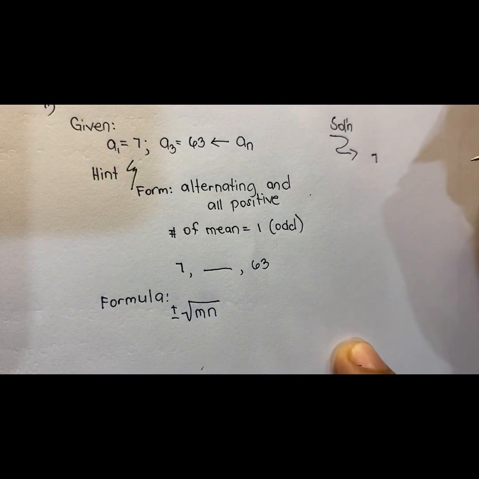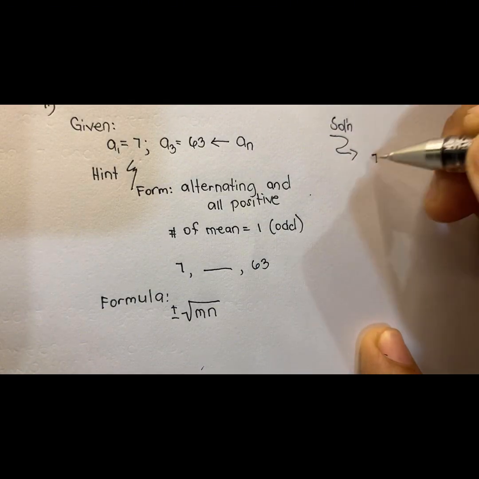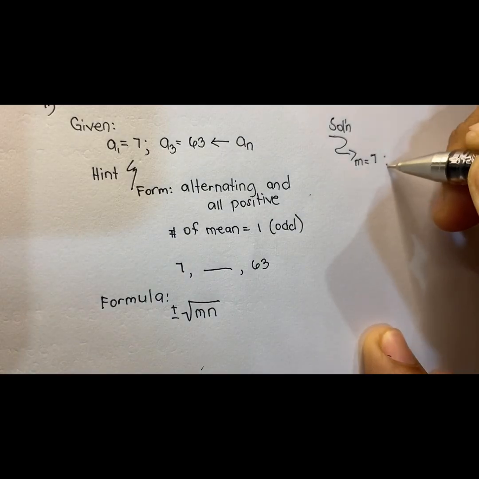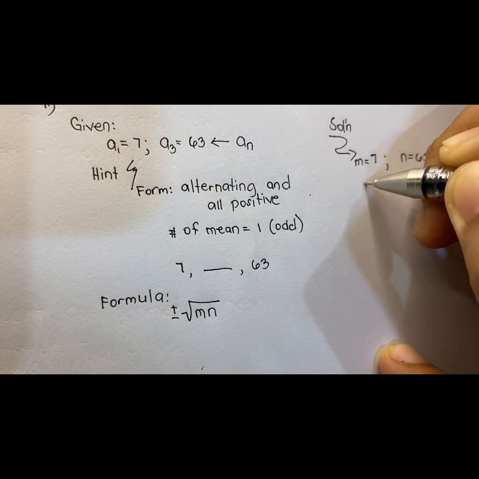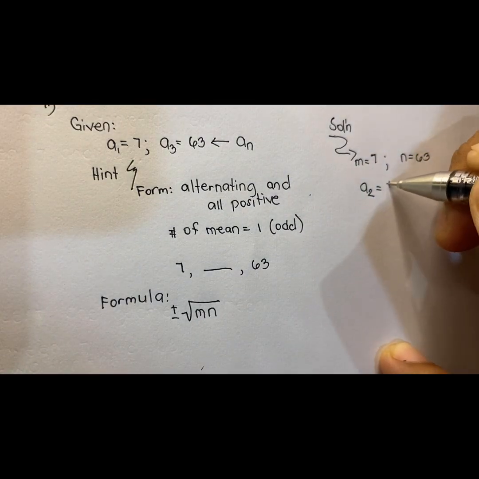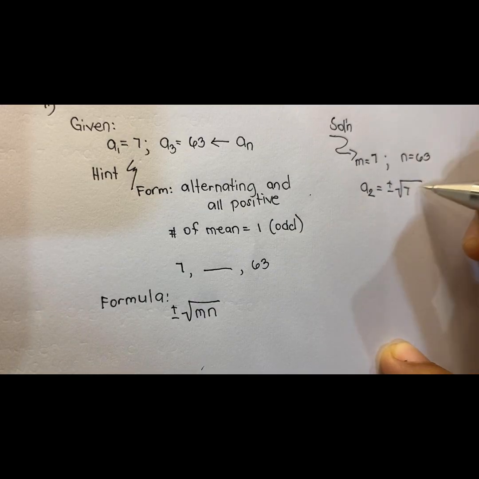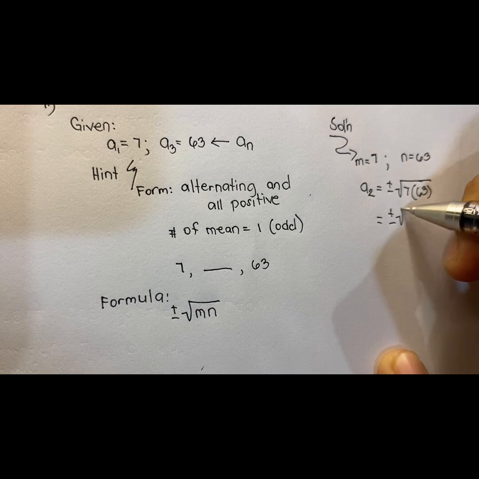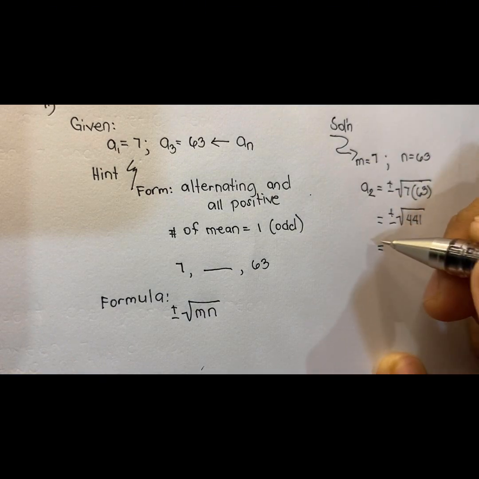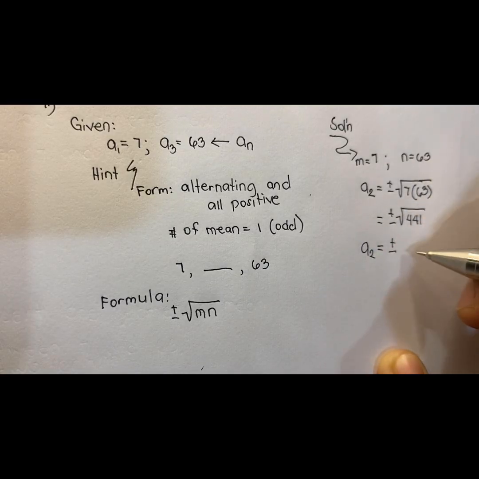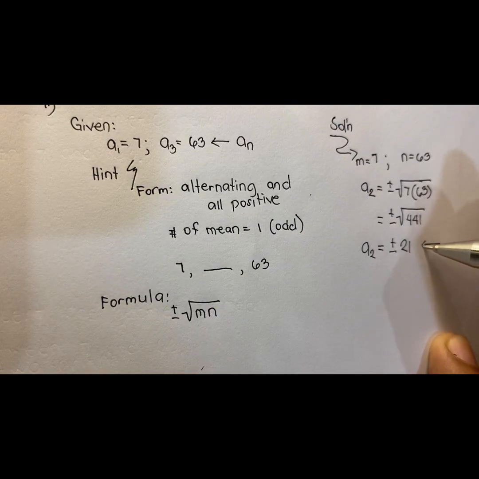Next, we will substitute the given in the formula. The value of m is equal to 7 and n is equal to 63. A sub 2 equals positive, negative, square root of 7 times 63. It is equal to positive, negative, square root of 441. So, a sub 2 equals positive, negative 21.